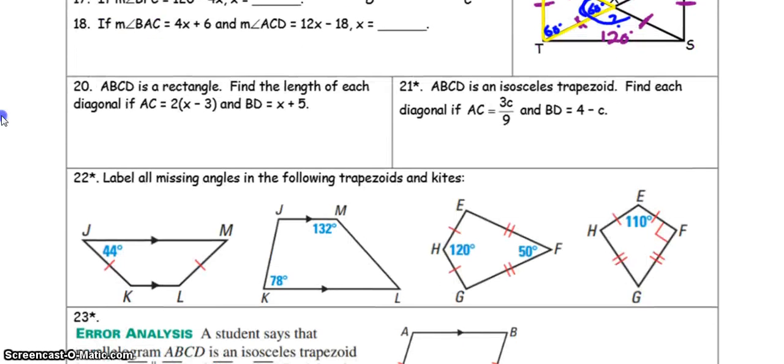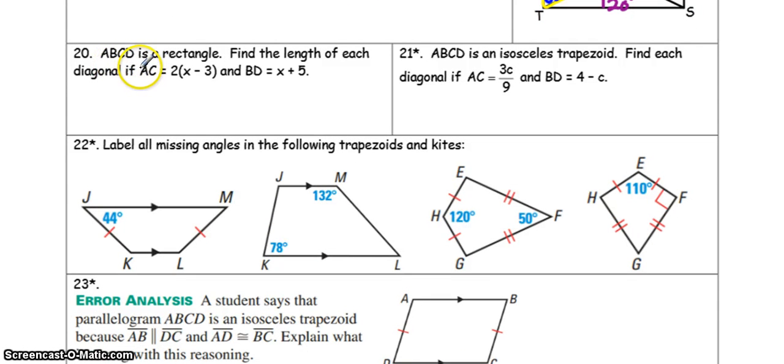Question 20. ABCD is a rectangle. Find the length of each diagonal if AC equals 2 times quantity x minus 3 and BD equals x plus 5. Let's draw a quick diagram of this to understand what's going on. So here's our rectangle, A, B, C, D. Remember, the vertices must go in that order because that's the order that they gave it to me in the problem. So we've got diagonals, AC and DB.